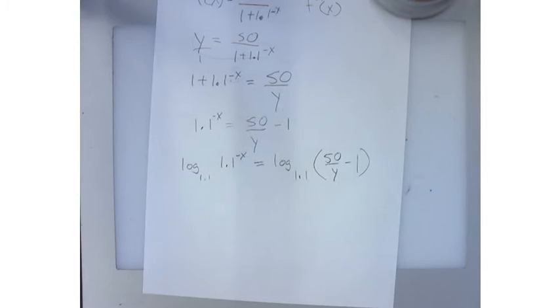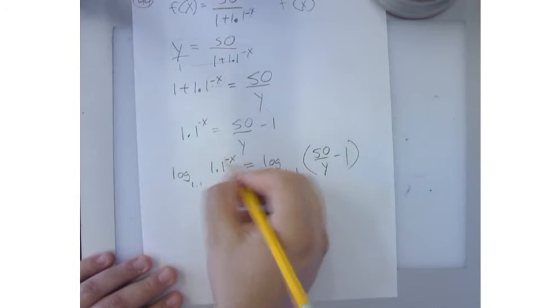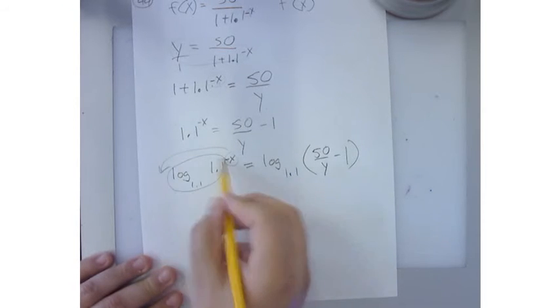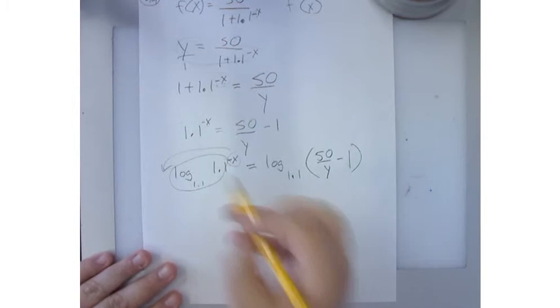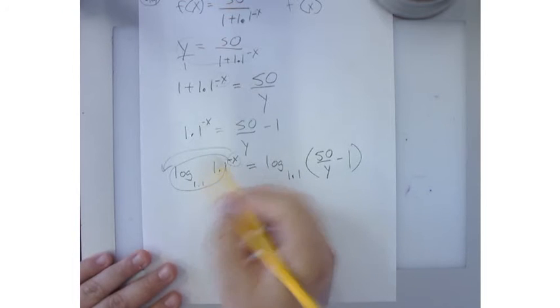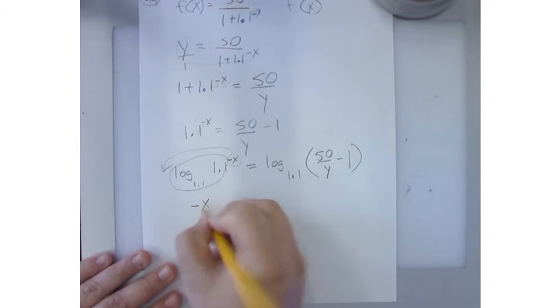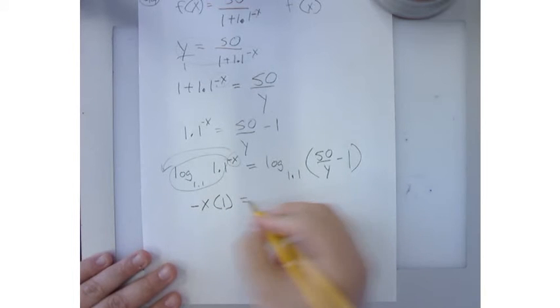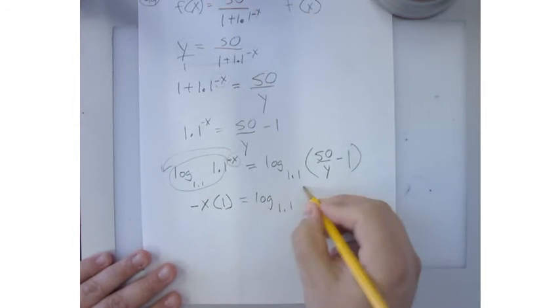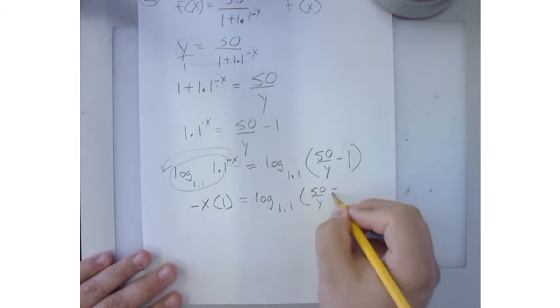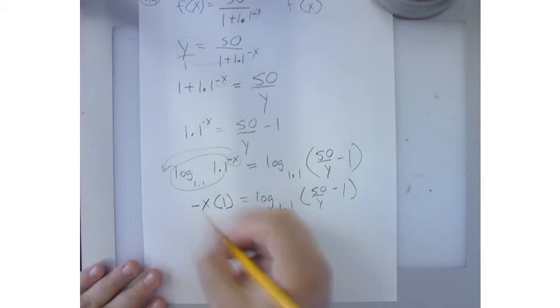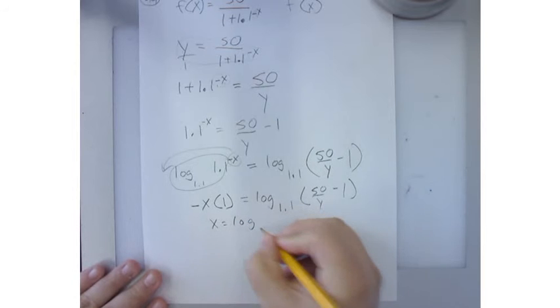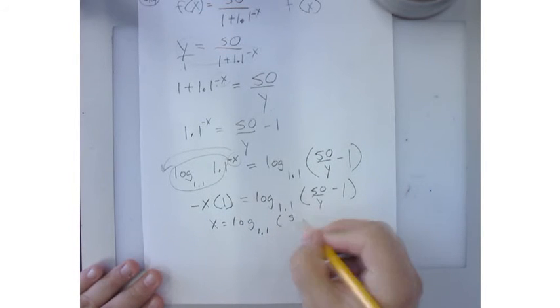And we'll deal with that in a second. So that's easy. So now what I could do is toss this to the front, and then remember this stuff right here is going to equal 1, right? You guys remember that? When the base is equal to this, it's always going to equal 1. So I really have negative x times 1 is equal to log base 1.1 of 50 over y minus 1. And then I suppose what I could do is multiply everything by negative 1, and I get x is equal to log base 1.1 of 50 over y minus 1, all this stuff.